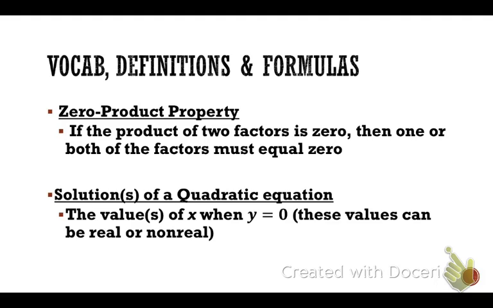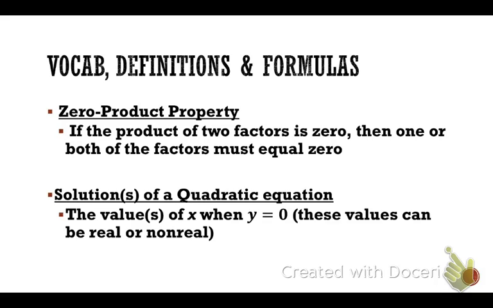So the first definition is we're going to use what's called the zero product property in this section. It's just a logical, mathematical thought, that if the product of two factors, so you're multiplying two things together, is 0, then one or both of them must equal 0. And we're going to use that idea to help us solve quadratics once we have them factored.